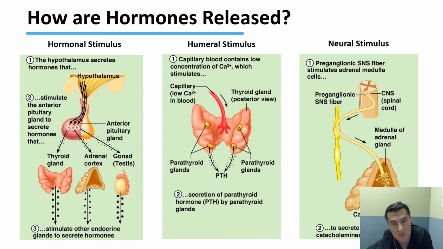And then we have the neural stimulus. So here's an example of a nerve impulse being sent from the spinal cord, from our central nervous system, to the adrenal glands that sit on top of our kidneys. So if we think about that, that's part of the response that triggers our sympathetic nervous system, or our stress nervous system.